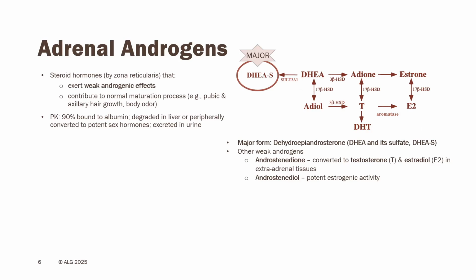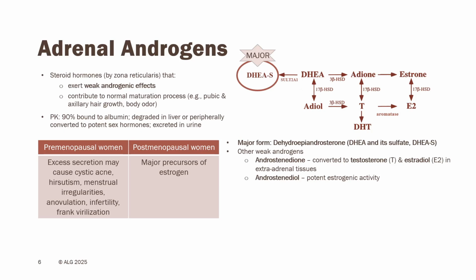Adrenal source of testosterone production accounts for less than 5% in men, so its effects in an adult male are negligible. However, in women, it accounts for around 50% of total testosterone production, so premenopausal women with adrenal androgen excess may present with cystic acne, hirsutism, menstrual irregularities, anovulation, infertility, or frank virilization.